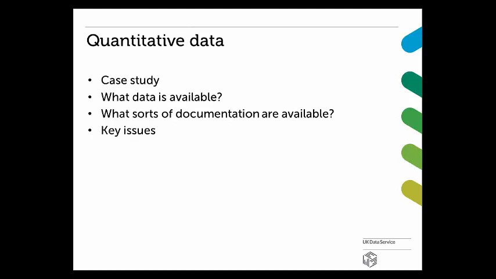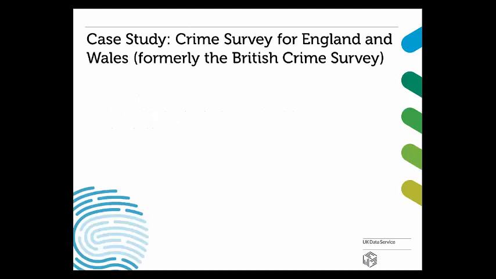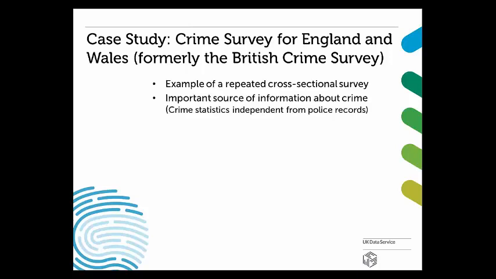So turning to quantitative data, I'm going to start with a case study and then look at some different types of quantitative data available and the type of documentation you might find and some key issues to consider. So the Crime Survey for England and Wales, formerly the British Crime Survey, is an example of a repeated cross-sectional survey, and it provides a very important source of information about levels of crime, in part because it provides a measure of crime that's independent from reporting to the police.